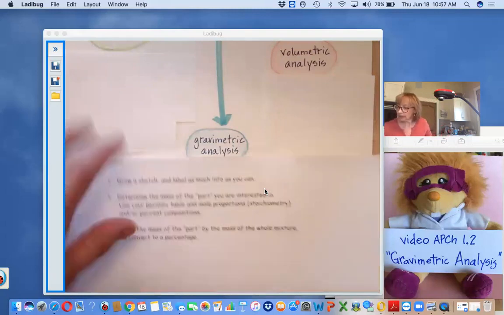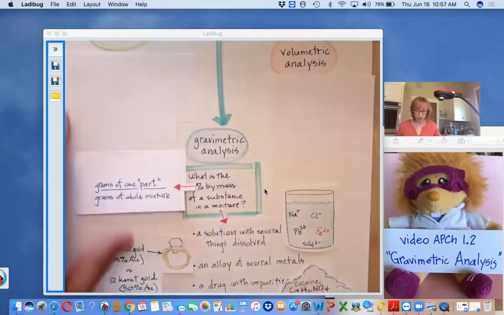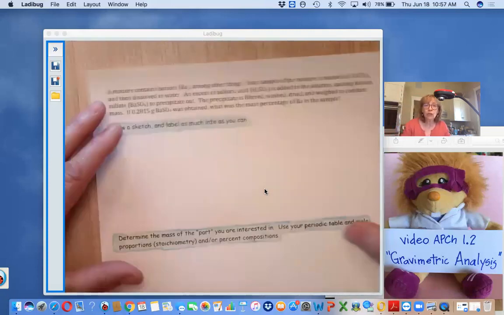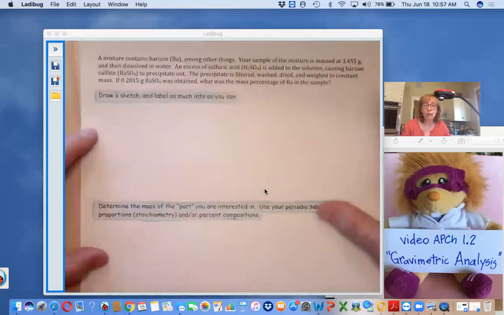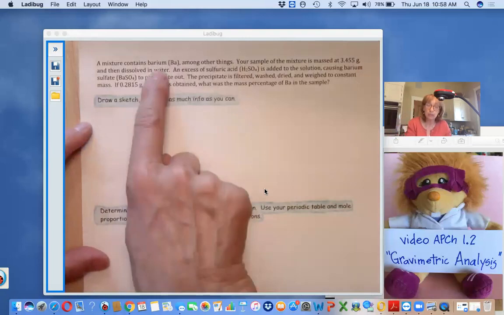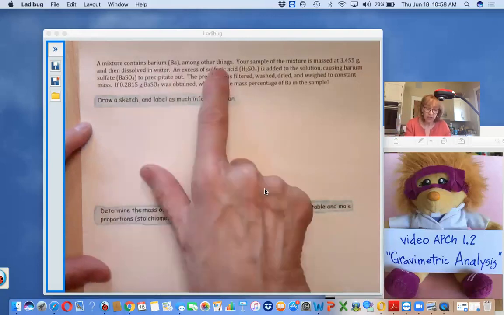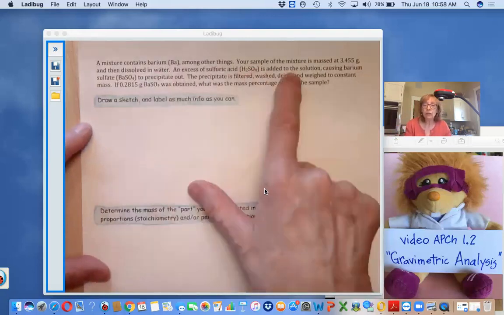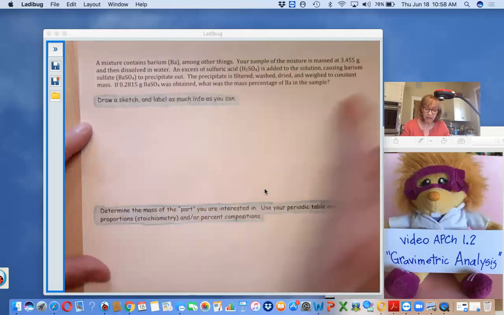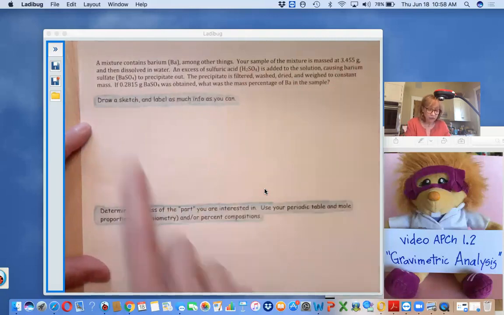All right, so let's take a look at an example problem. If you need to pause the video to copy down this problem, please do. This problem concerns a mixture that is known to contain barium, among other things. Your sample of the mixture is massed at 3.455 grams. Notice how precise that is. That was massed on a milligram balance. And then the mixture was dissolved in water.